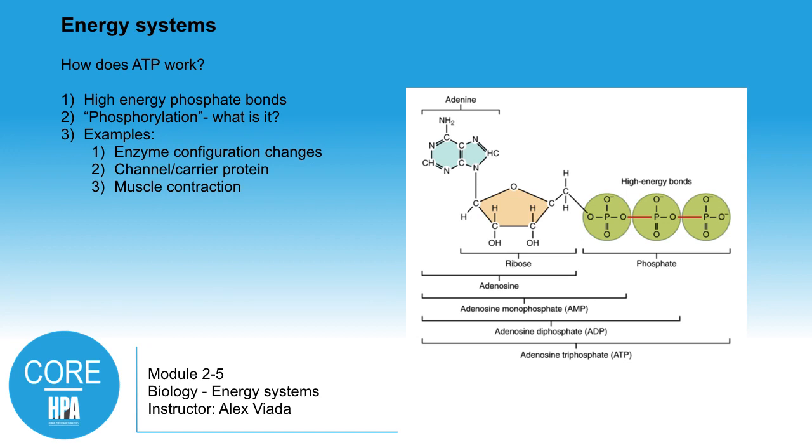Now, the number of molecules attached to it, of course, changes the name. With just the base adenine and ribose, it's adenosine. With 1 phosphate added, it is AMP. With 2, it is ADP. And with 3, it is ATP.